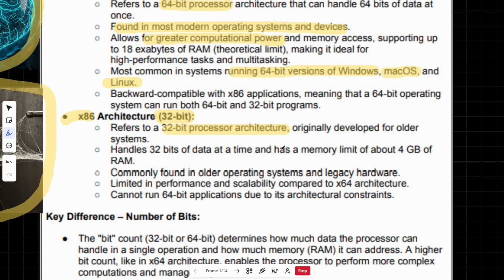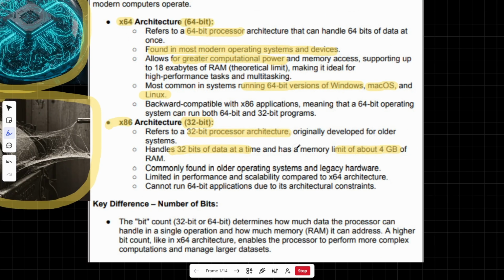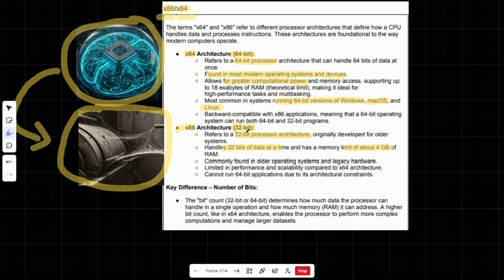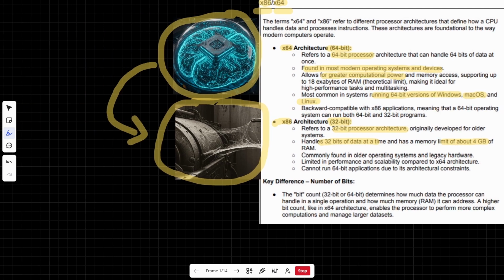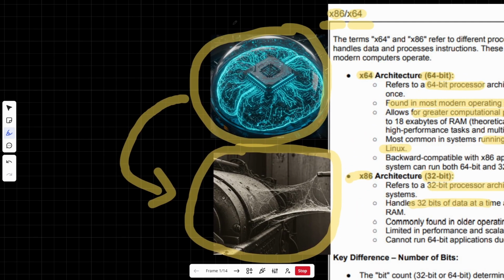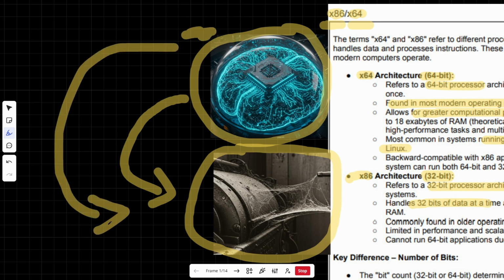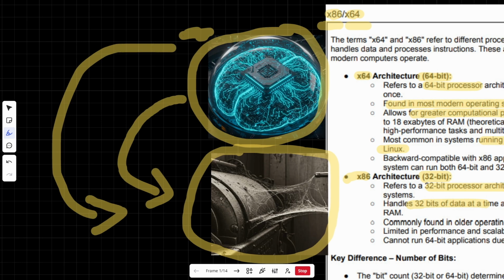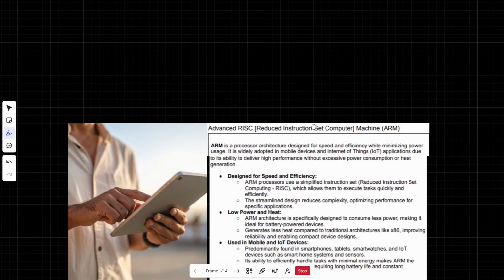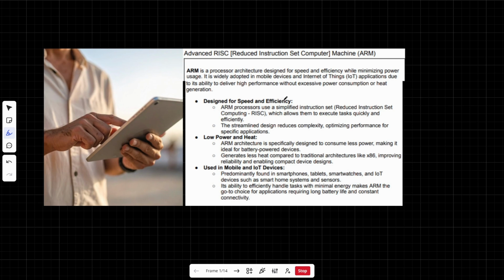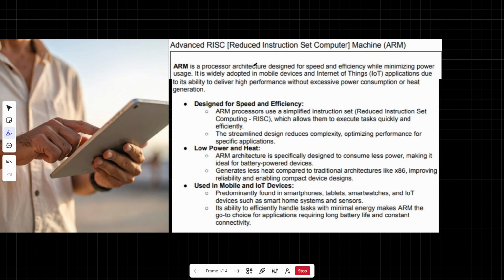That's pretty much what you need to know, right? It handles 32 bits of data at a time, which is a lot less than 64 bits at a time, and it has a memory limit of about 4 gigabytes. So it's slower, it can do less. Really, what you need to know, for the most part, guys, is just that concept that 64-bit operating systems can run 32-bit, but 32-bit cannot run 64-bit. Really, that's it. That's largely what you need to know. The next thing we need to know about is something called advanced RISC machines, or reduced instruction set computer.